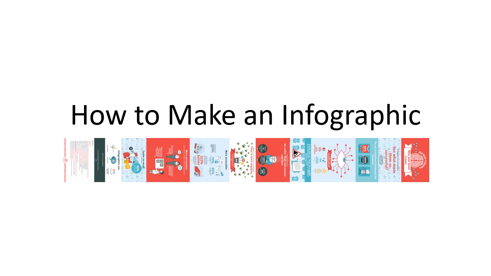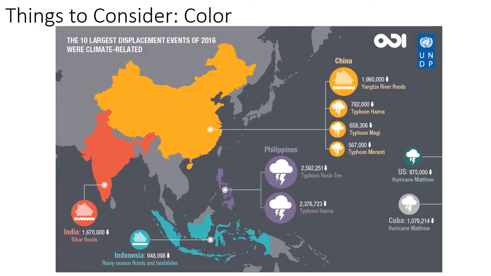This is part 2 of looking at infographics and how to communicate ideas. So another thing you can consider when you're making an infographic is how you use color. Sometimes color can help you organize ideas, tie two things together.